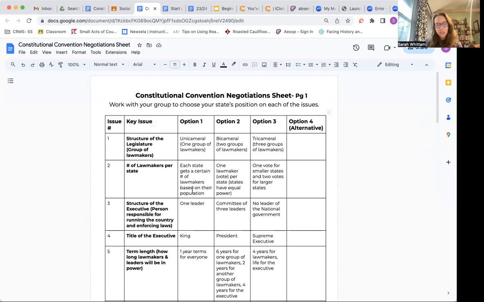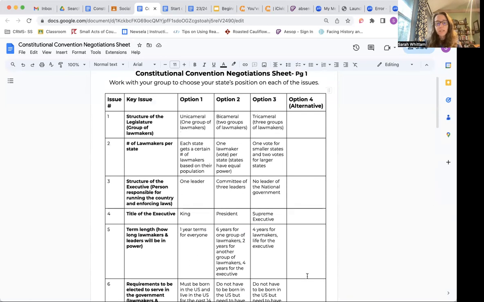Now, everyone in your group is going to be filling this negotiation sheet out. So for each issue, you want to pick your group's first choice and your second choice. And you can write a 1 or a 2. Another idea is you circle your first choice and write a 2 next to your second choice. But you're going to have to decide your first and second choice for every single issue.